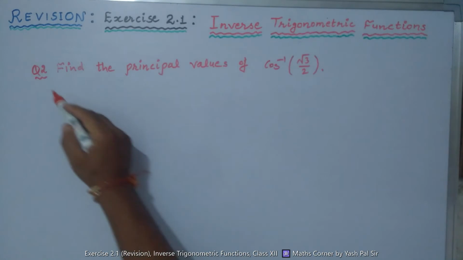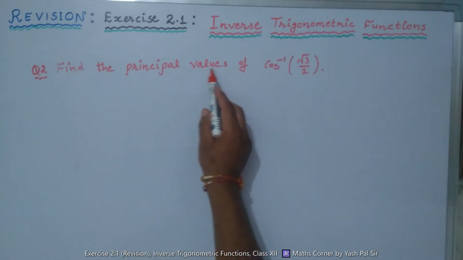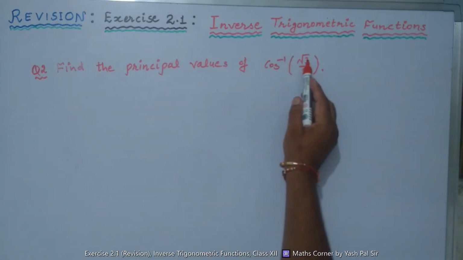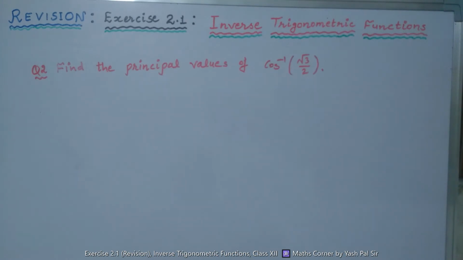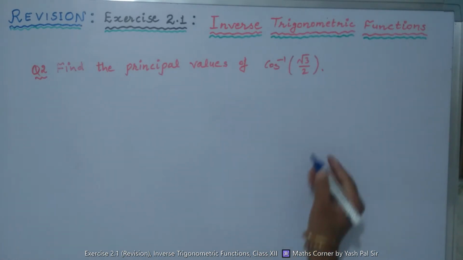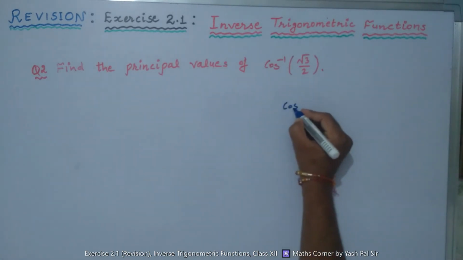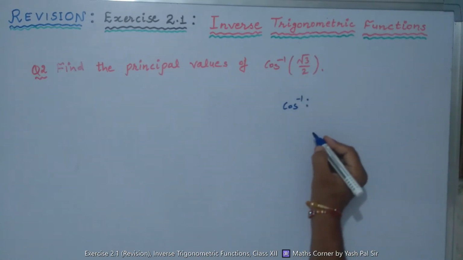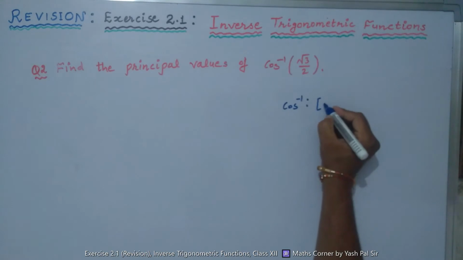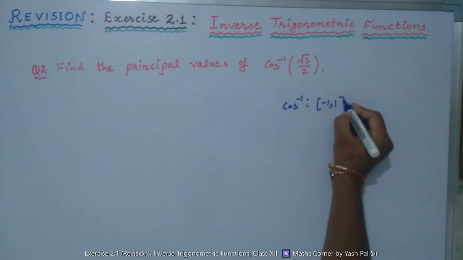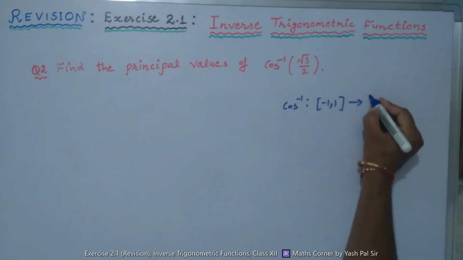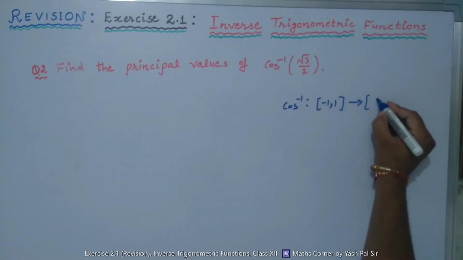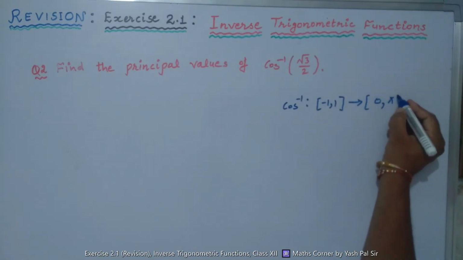Our next question, number 2, is: find the principal value of cos inverse of square root 3 upon 2. Before solving this question, we have to write the principal value branch of the cos inverse function. The domain is minus 1 to plus 1, and the range is 0 to pi.